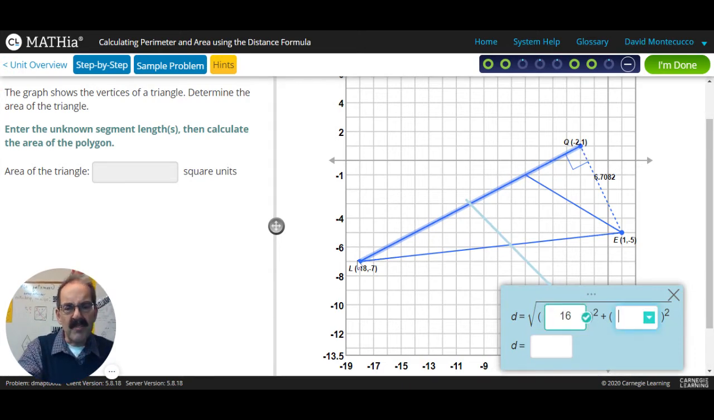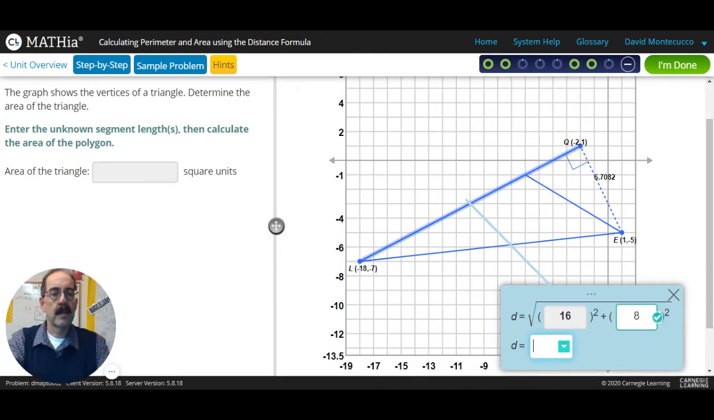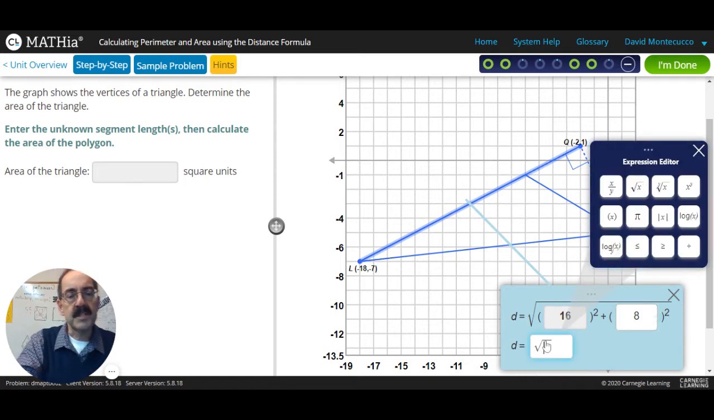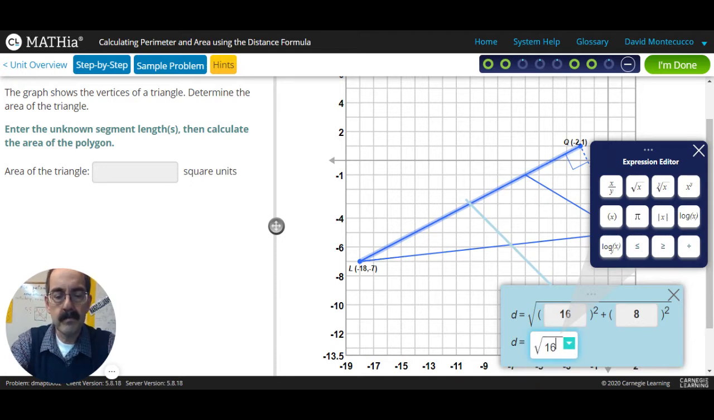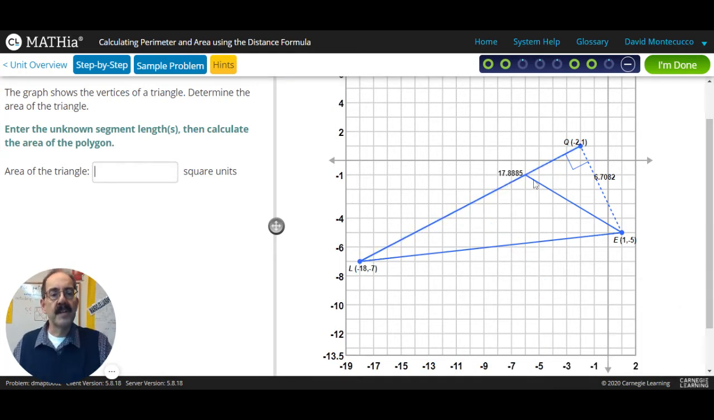This one is going to be from here to here. 7, 6. Oh, 6. Sorry. This was 8 units up, 16 units over. So 8 units up because we go from -7 to +1. Okay. Now we have the square root of 16 squared plus 8 squared. Boom. Okay, so now we have this times this.